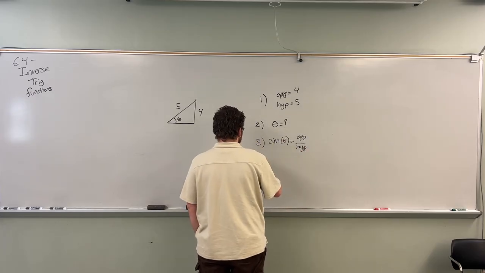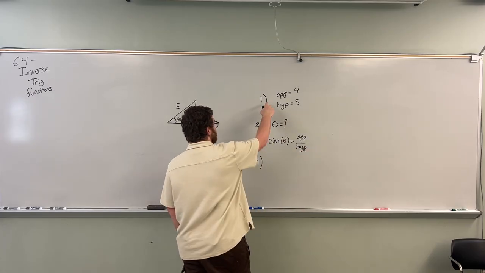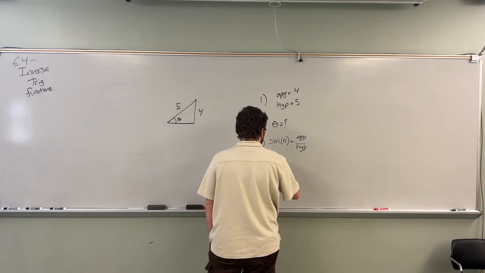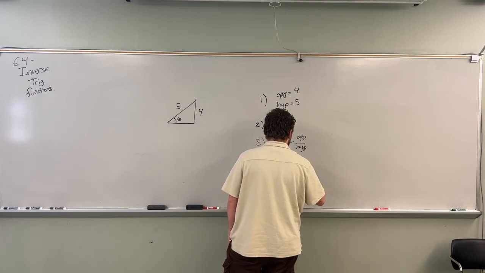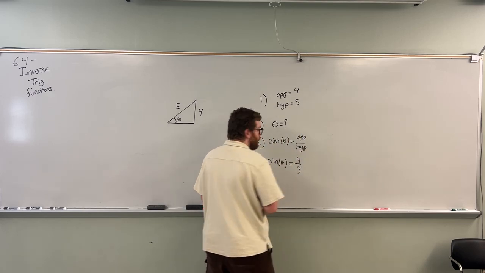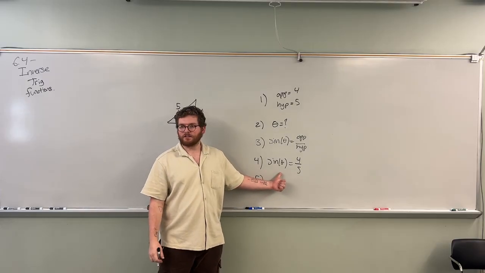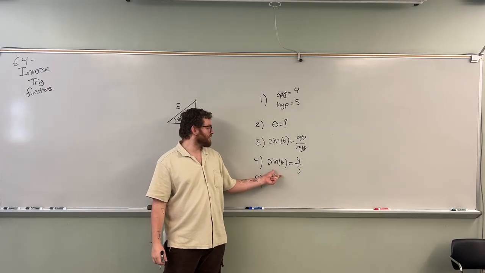I go to step 4, which is plugging my known stuff in to figure out my unknown stuff. So sine theta equals 4 over 5. And step 5 is to solve. But how do we solve for theta here? All right, we can't just divide by sine or anything like that.